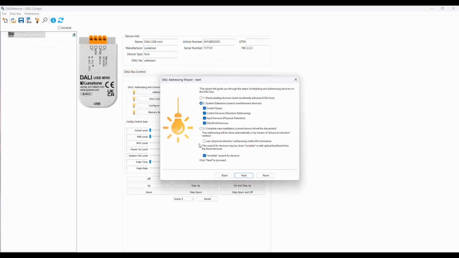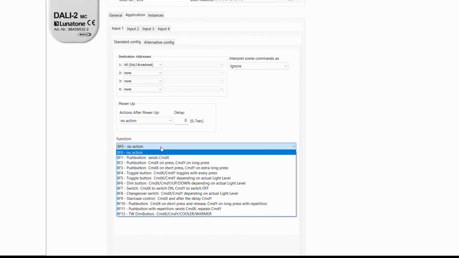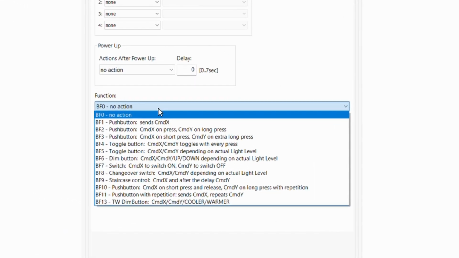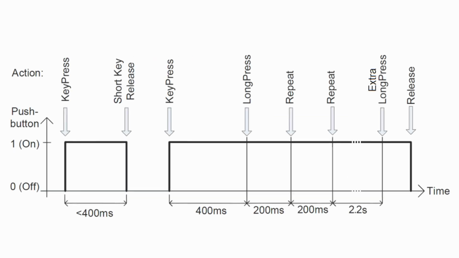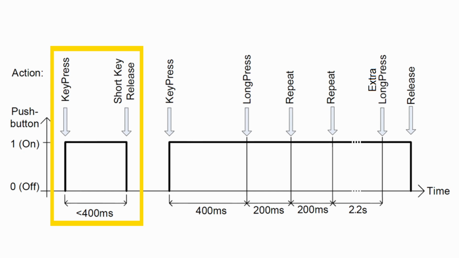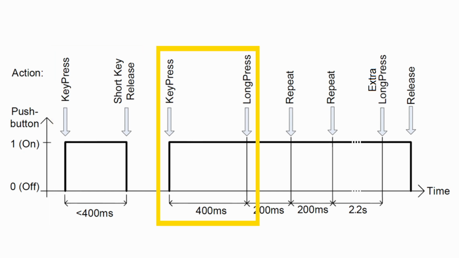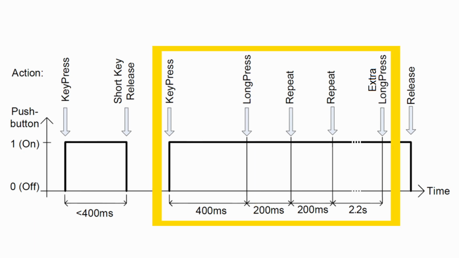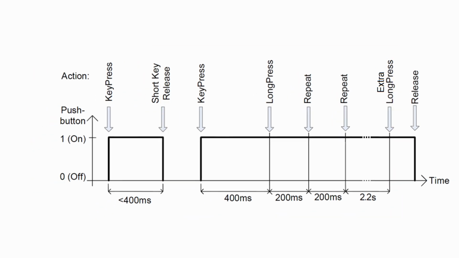Right. Let's get started with the button functions. The MC device offers 13 distinct functions, each based on various button interactions like press, long press, hold, or release. For example, a short press is a button press for less than half a second. A long press is a button press for any duration longer than a short press. An extra long press is holding the button for more than 3 seconds.